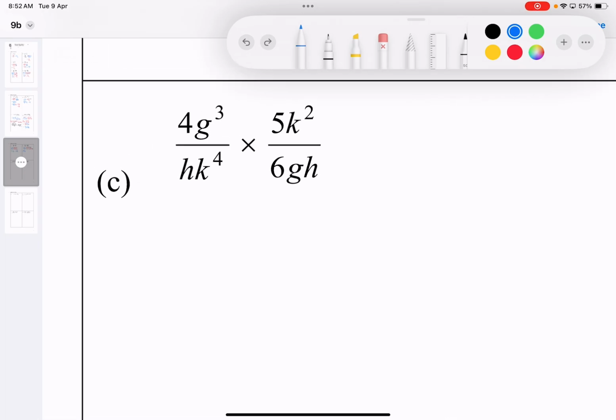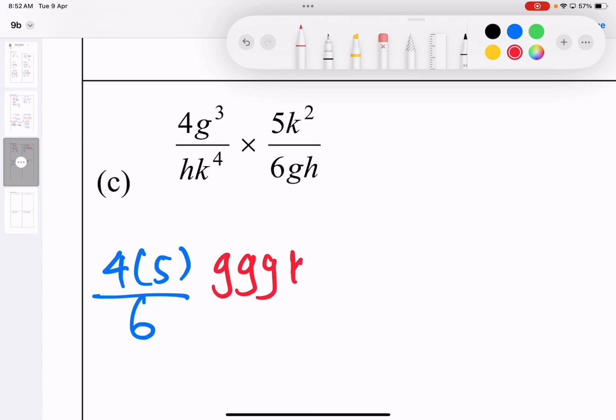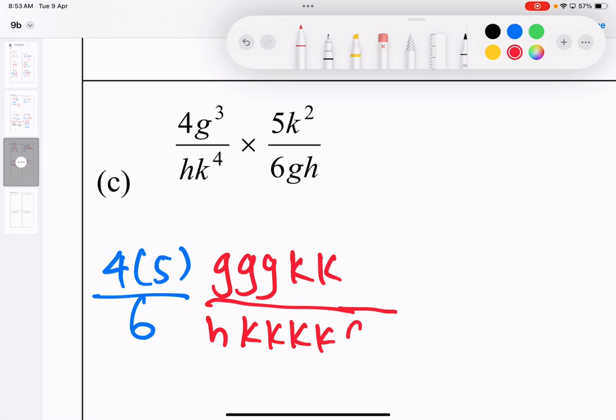Put all the numbers together: 4 times 5 divided by 6. The alphabets, G cubed means I have G times G times G. K squared means I have K times K, divided by H times K times K times K times K times G times H. So start cancelling. G and G will cancel. K and K will cancel.